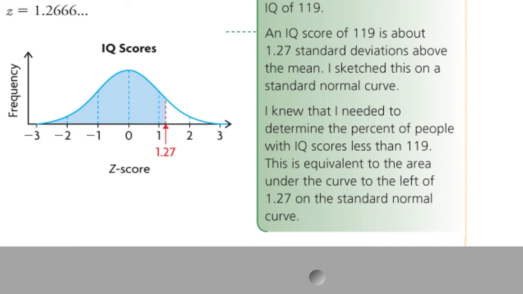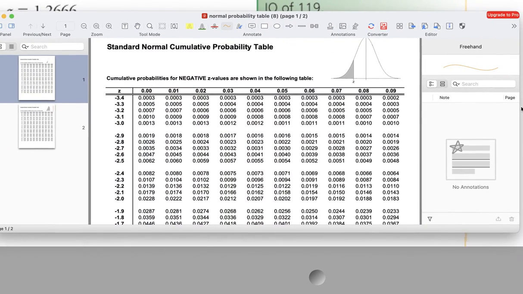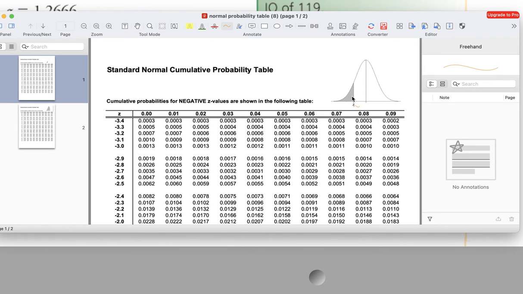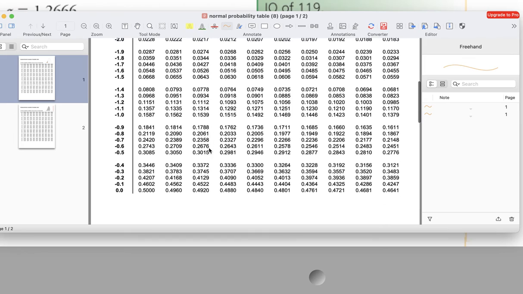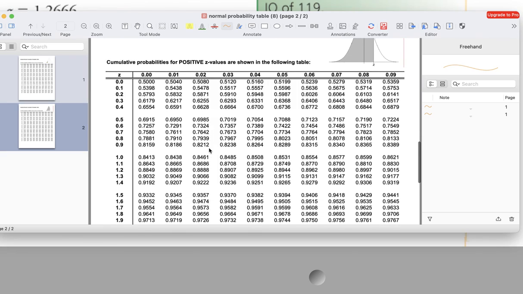Now we have to use a table to find out the area to the left of the z-score of 1.27. This is the z-score table that we have for this course. You can find different z-score tables on the internet, and you have to be careful about how they're described. We can see that this one gives us the area to the left of the z-score. We want 1.27. I have to go to the second page, because the first page is everything to the left of the mean.